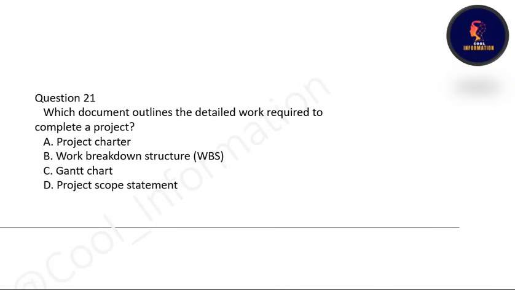Next one, which document outlines the detailed work required to complete a project? Is it project charter, work breakdown structure, Gantt chart, or project scope statement? Correct option is option B, work breakdown structure. Full form of WBS can also be asked in your exam, so keep remember this.